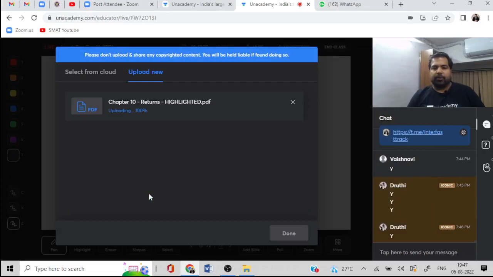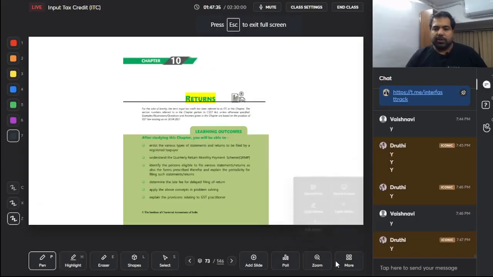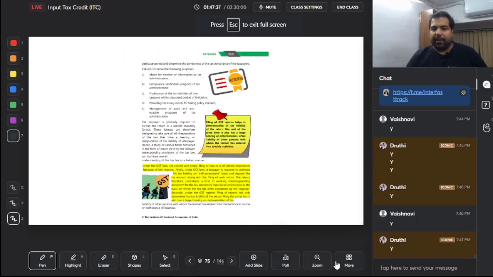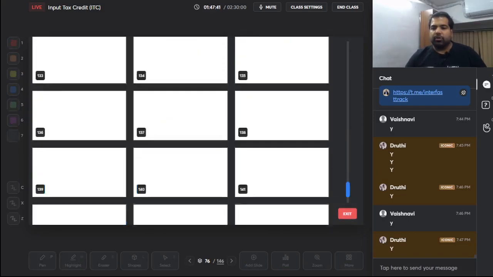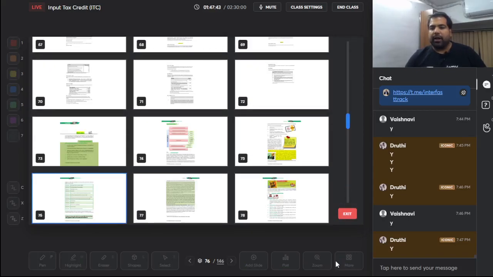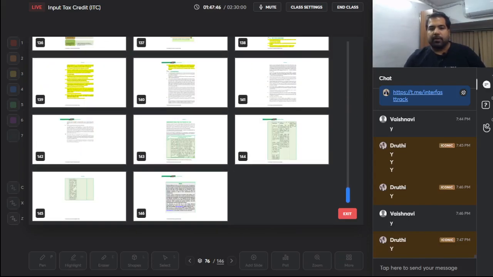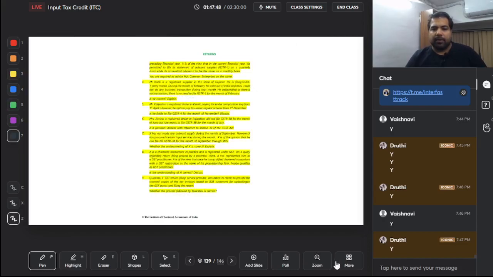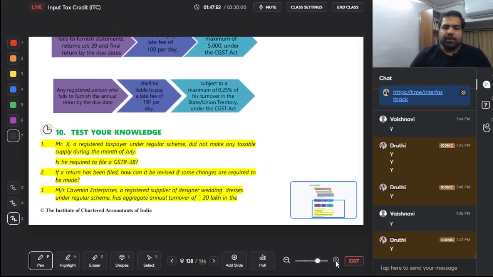This is the returns chapter. Let's return to the returns chapter. Here we go. This, guys, I have highlighted everything that you need to read. In case you want to look at the module to read, you should look at the highlighted portion only. Otherwise, guys, it's a lot of time waste. Alright, let's try and solve the questions.